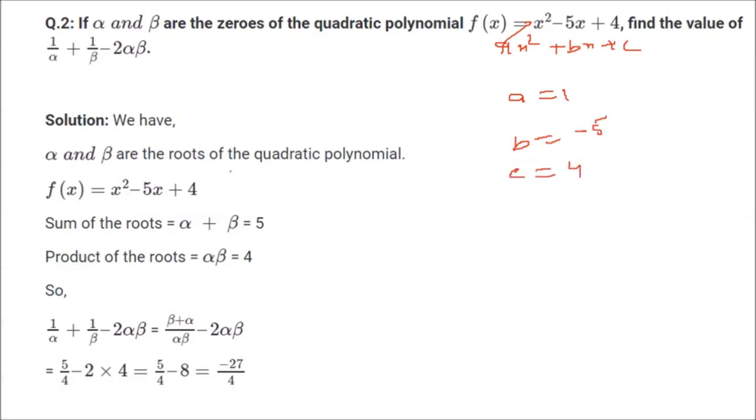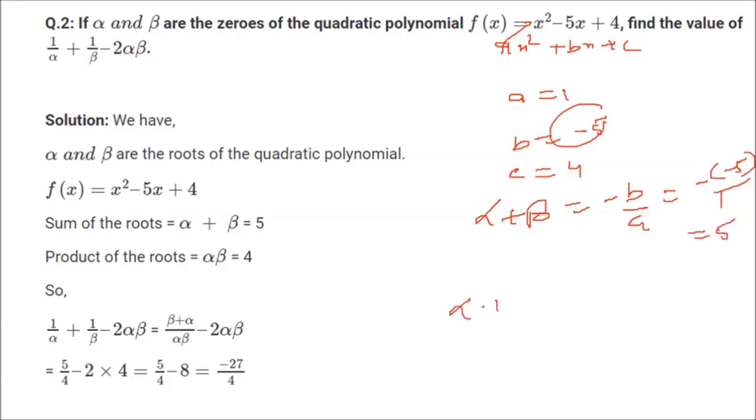Now this alpha and beta are the roots of this. So alpha plus beta will be equal to minus b by a. What is b? Minus 5. What is a? 1. This will be equal to 5. What will be alpha into beta? C by a. What is c? 4. What is a? 1. So alpha plus beta and alpha into beta we have known now.